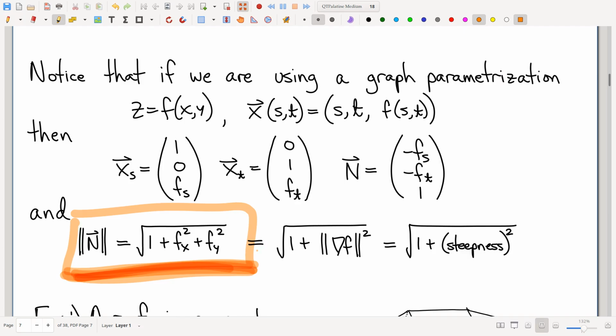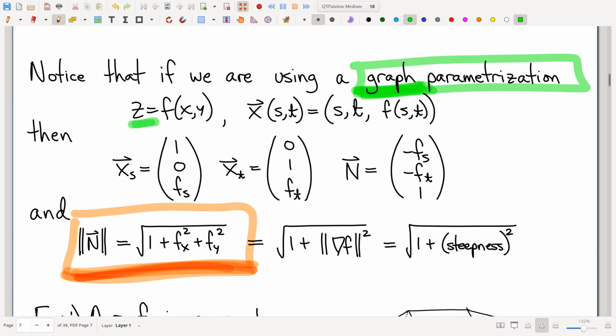Right? Again, reminder, warning, this only works if you are using the graph parameterization, which only works if your surface is a graph, specifically. And the function whose graph you're looking at, that's the function whose partials are being referenced right there. All right.